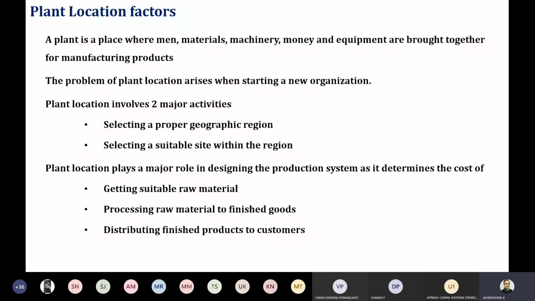Because if they travel 5 kilometers, they enter Bangalore. If they travel 8 kilometers, they enter into Andhra Pradesh. If they travel less than 150 kilometers, they can enter into Kerala. So locating a company in Hosur is very easy for them to travel and penetrate into these markets indirectly.